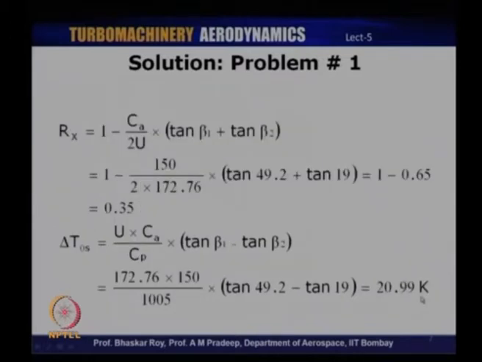The third component to find is the degree of reaction. Now, if you recall our discussion on degree of reaction, that is one of the performance parameters which are used extensively during design of axial compressors. Degree of reaction refers to the amount of pressure ratio that is developed by a rotor as compared to the pressure ratio developed by a stage. So, that basically tells us what is the total fraction of the pressure ratio that is developed by the rotor in relation to the entire stage itself.